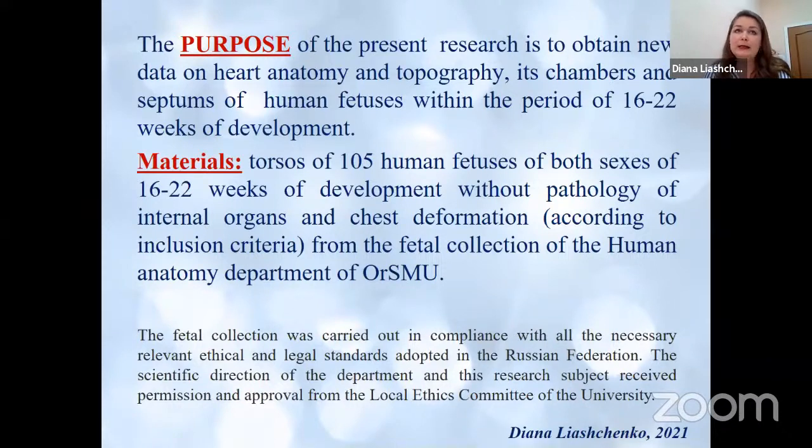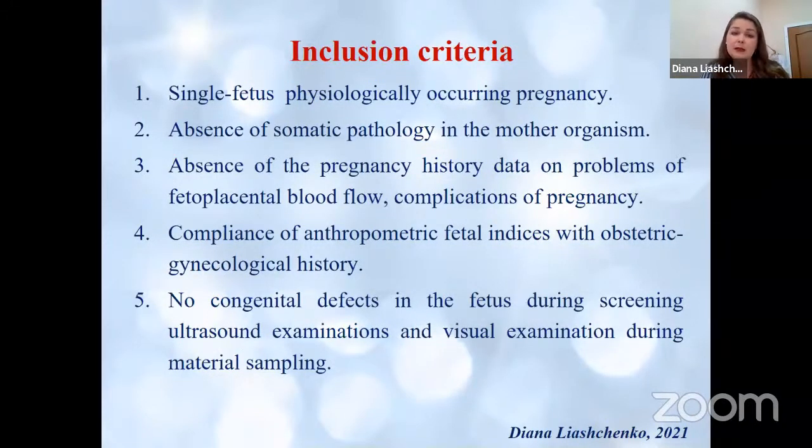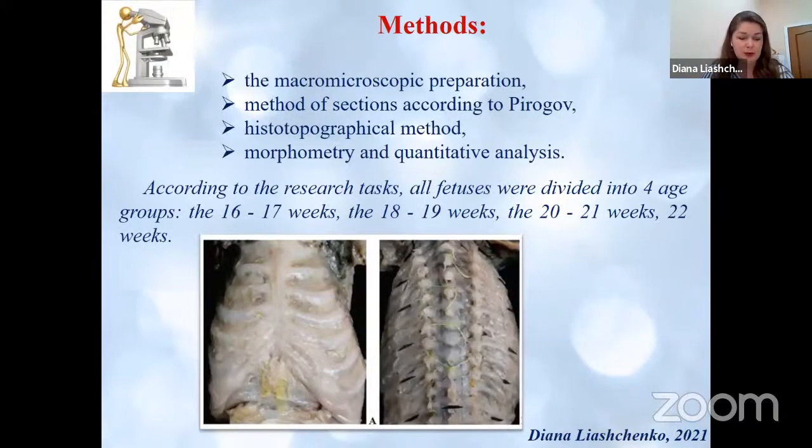Our materials: we studied torsos of 105 human fetuses of both sexes of this age period, without pathology of internal organs and chest deformation, from our fetal collection in our department. Each sample was included in this study according to inclusion criteria, which you can see on this slide. I want to draw your attention that for such delicate material as fetal material, for each research work in this scientific direction we must obligatorily receive permission from our local ethical committee. It's obligatory.